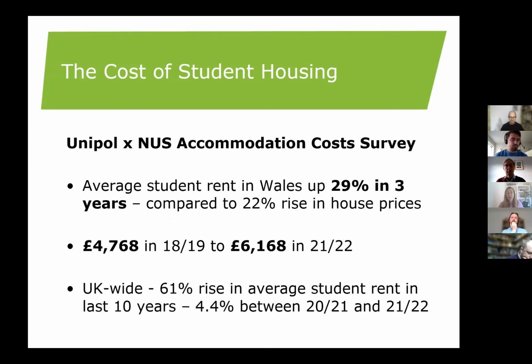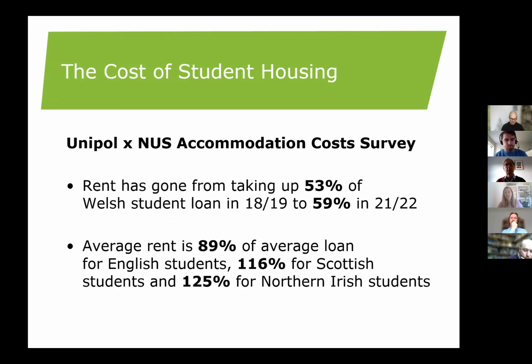So it's a really bleak picture at the moment. And obviously, I know Professor Jeffrey talked about that possibility of rent taking up more of people's income. I'm seeing exactly the same with students as well. Rent has gone from taking up 53% of the student package in 2018-19 to 59% this academic year. So 59% of a student's loan is going just on rent alone.